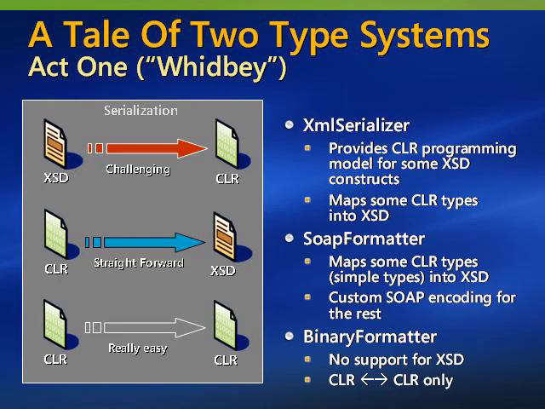So we had the XML serializer, and what this did was it provided a CLR programming model for some XSD constructs. It did 60%. Let's say 60%. Great. The dev lead said it was 60%. It must be true. So for 60% of XSD constructs we could provide a good CLR programming model. And we could also take some CLR constructs and map those into XSDs, as long as those CLR constructs had a public constructor and had public fields or public properties and weren't hash table.